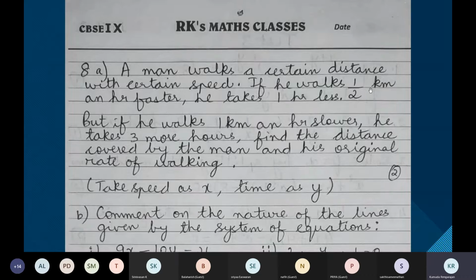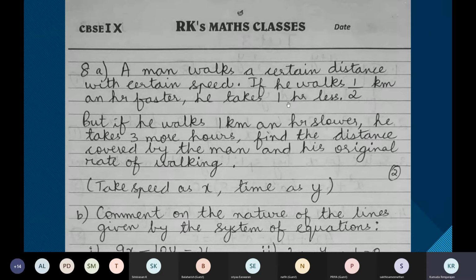That's a speed there. If he walks half a kilometer per hour faster, so that means if his original speed is x, then his new speed is x plus half. Please understand that. If his original speed of walking is x kilometer per hour, his new speed is x plus half.